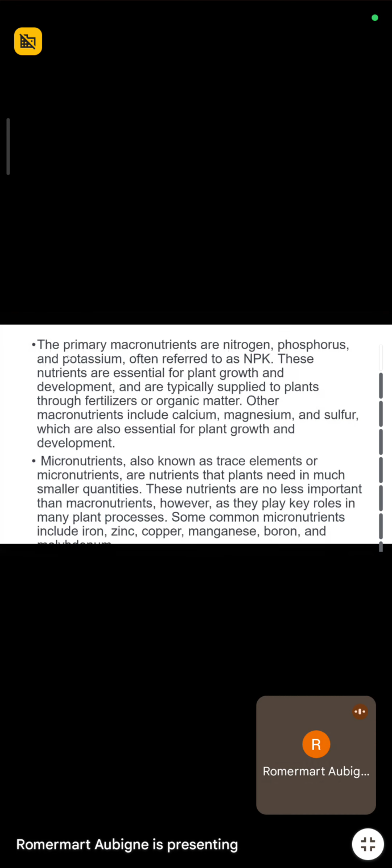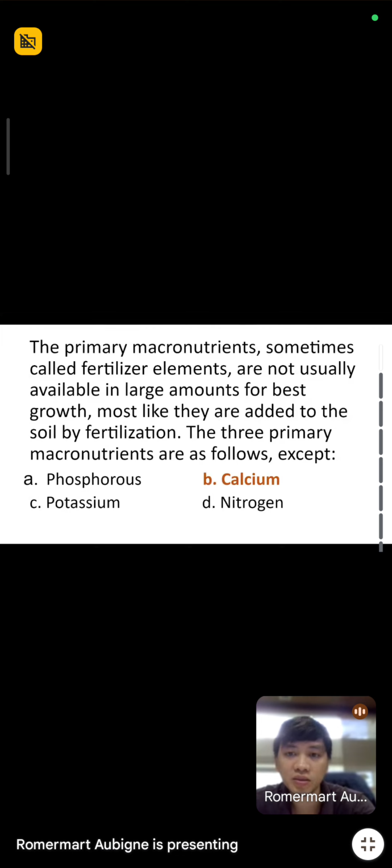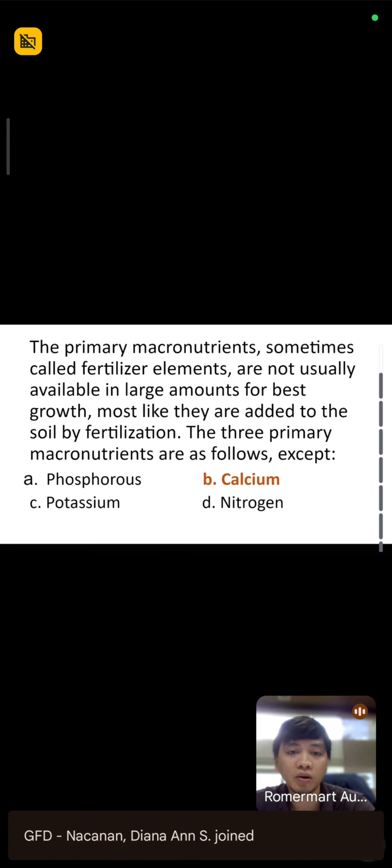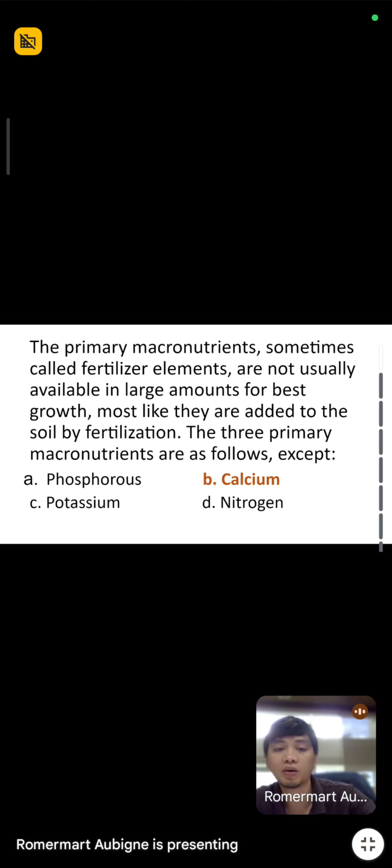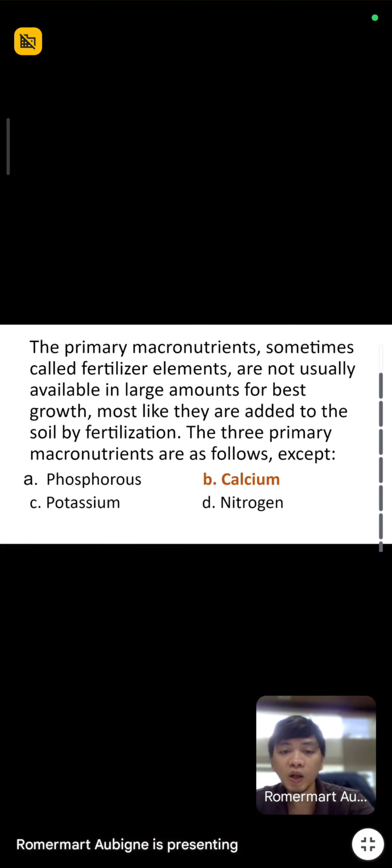Balikan natin yung tanong. Ayan. So the primary macronutrients, sometimes called fertilizer elements, are not usually available in large amounts for best growth. Most likely they are added to the soil by fertilization. The three primary macronutrients, yung primary natin yung NPK, except even though calcium is part of the macronutrients, pero yung primary natin sa macronutrients is the NPK.